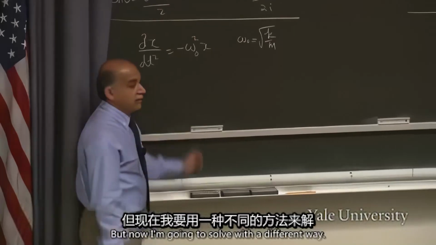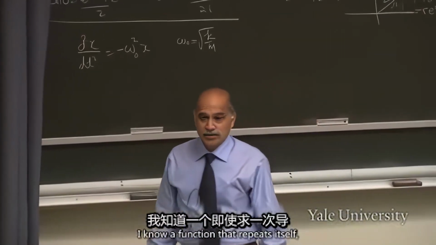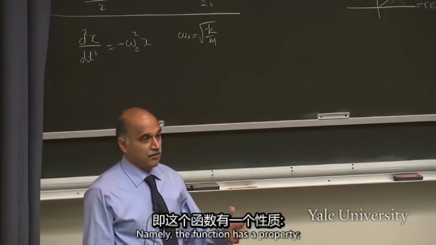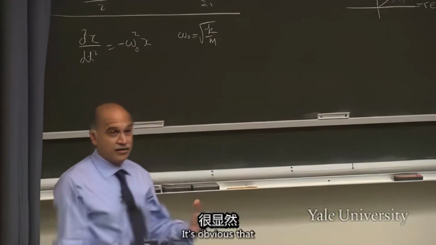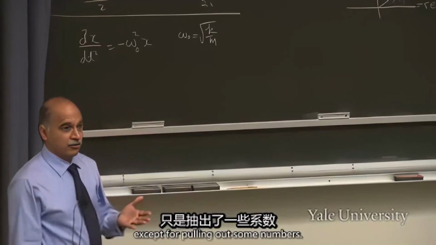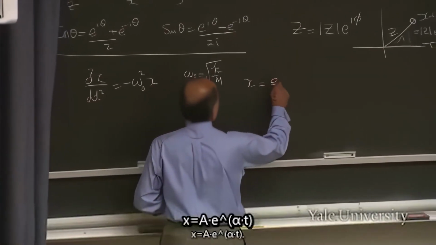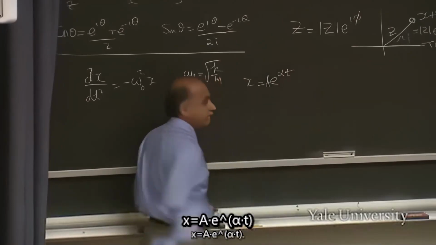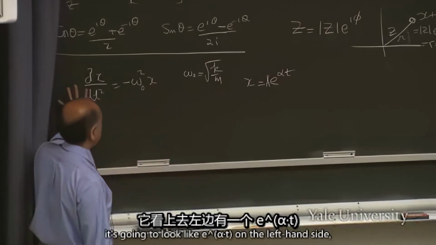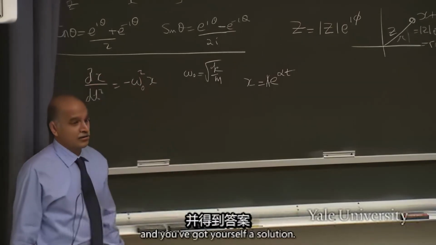But now I'm going to solve it in a different way. My thinking is going to be, I know a function that repeats itself even when I differentiate it once. Namely, the function has the property that its first derivative looks like the function itself. It's obvious that its 92nd derivative will also look like the function because taking the derivative leaves the function alone except for pulling out some numbers. So why not say, I want an answer that looks like this. x equals some a e to the alpha t. That certainly has the property that if you take two derivatives, it's going to look like e to the alpha t on the left-hand side and e to the alpha t on the right-hand side. And then you can cancel them and you got yourself a solution.